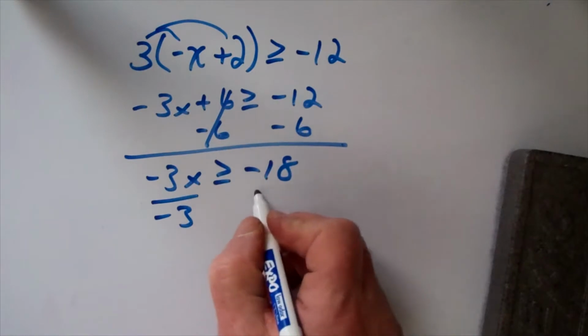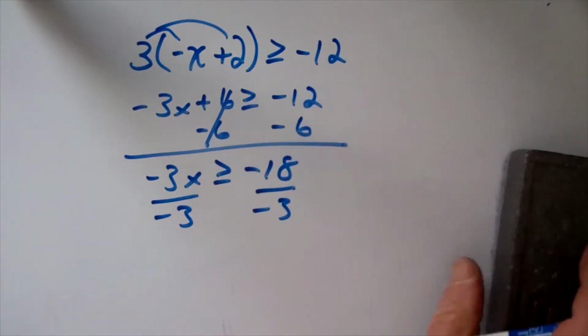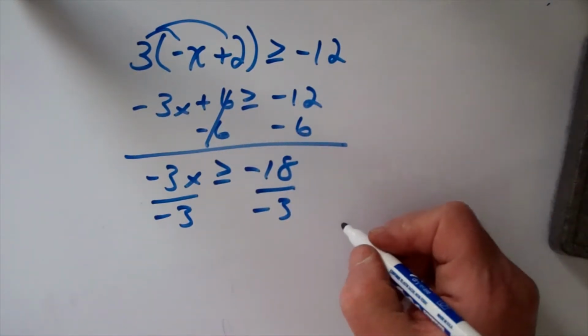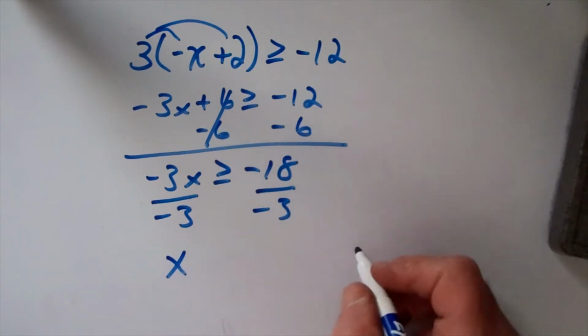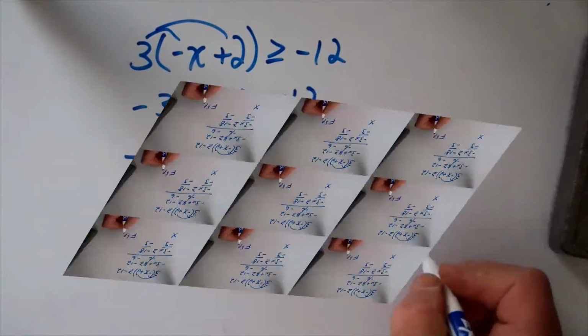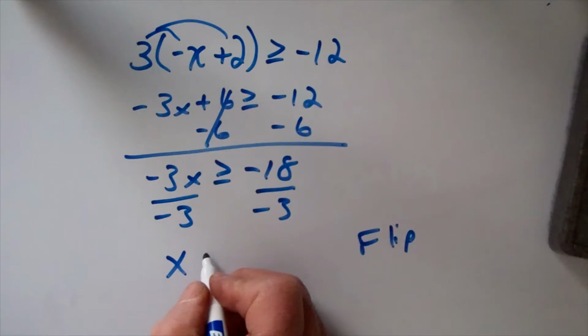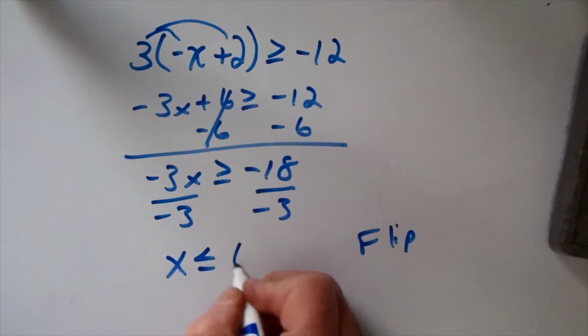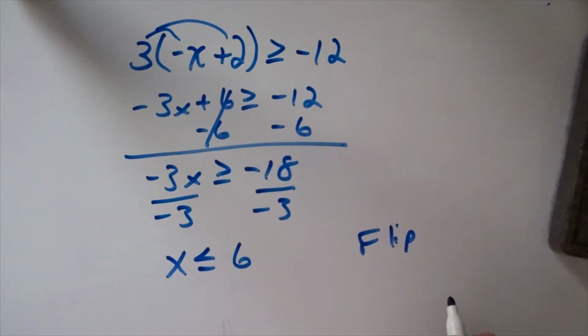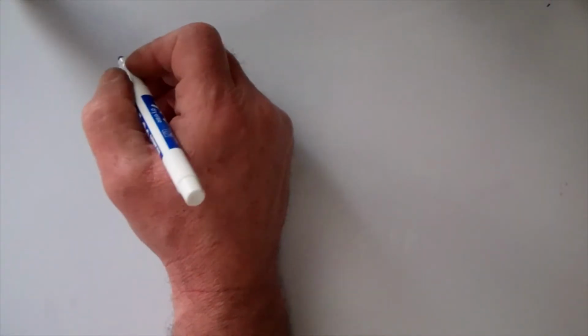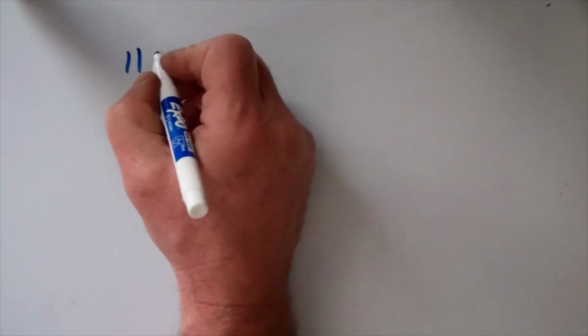Now I'm going to divide by a negative 3. And now you know what happens now. That just leaves x. And now I'm going to flip that inequality sign. And it's less than or equal to 6. Remember, a negative divided by a negative is also going to be a positive.